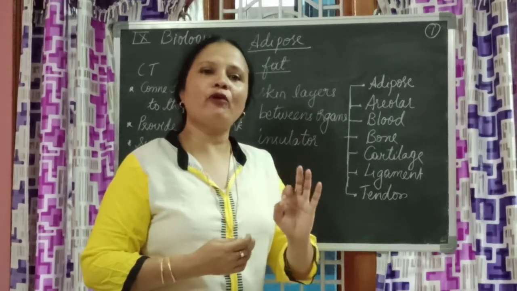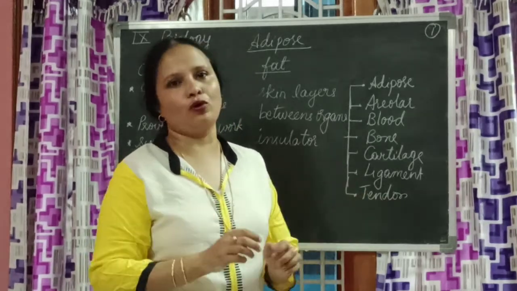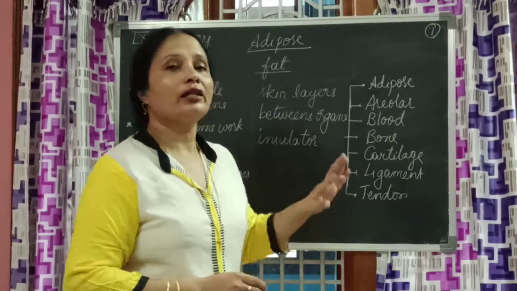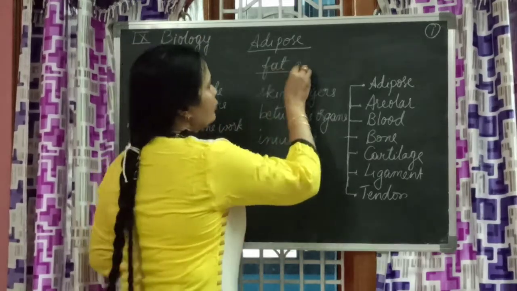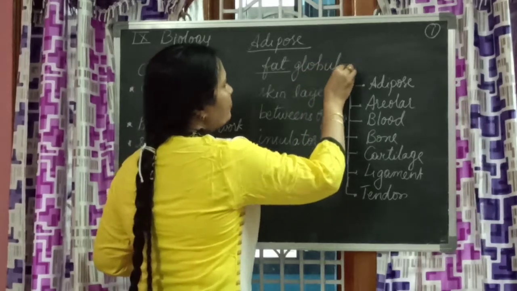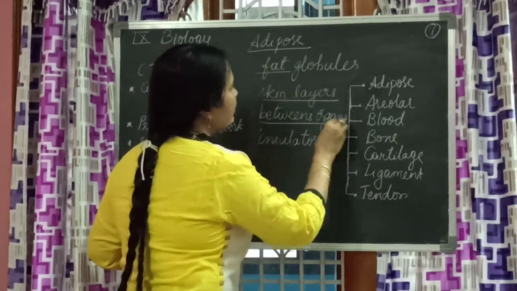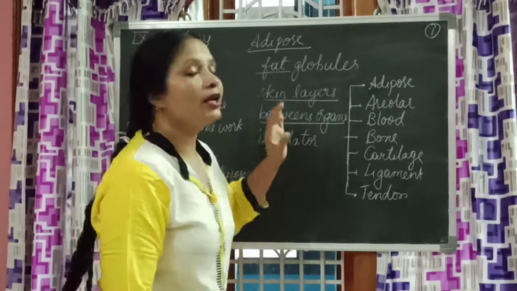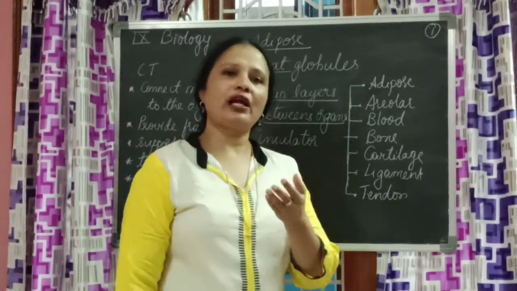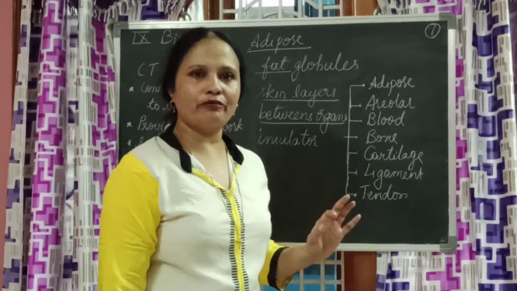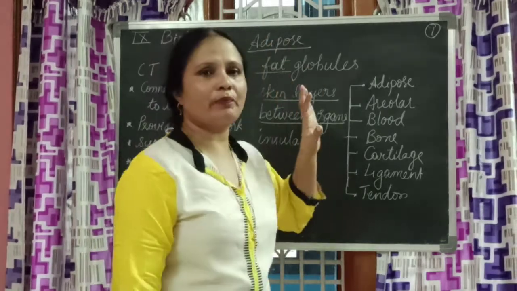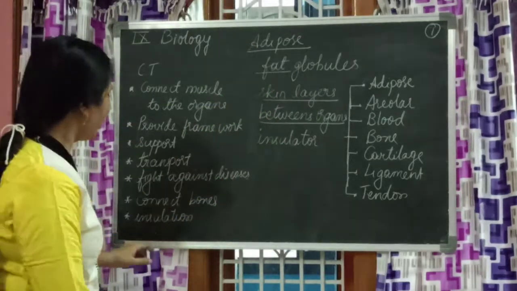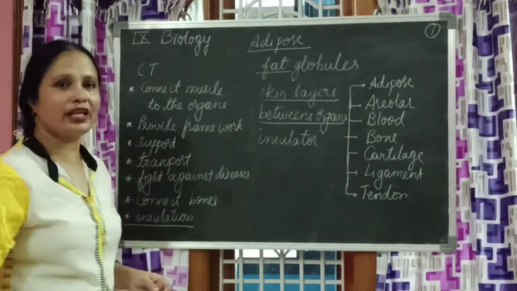But one important thing here is that you never feel cold. When too much fat accumulation is there, you don't feel cold. That is, fat globules are present between the skin layers and between the organs. They act as insulators. The same thing is not present in elderly people. So now you understood the purpose of the presence of adipose tissue. Adipose tissue gives insulation.